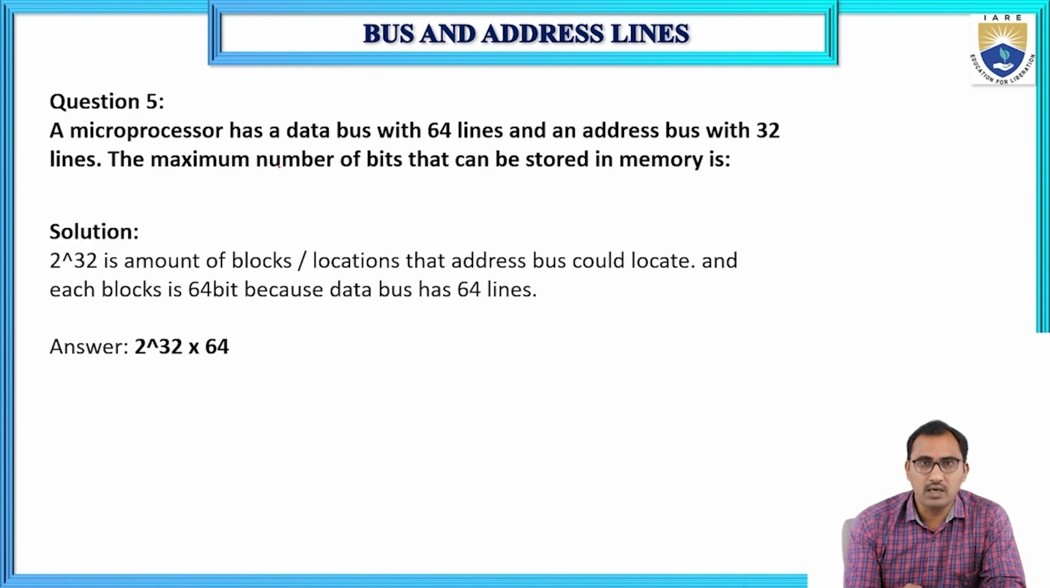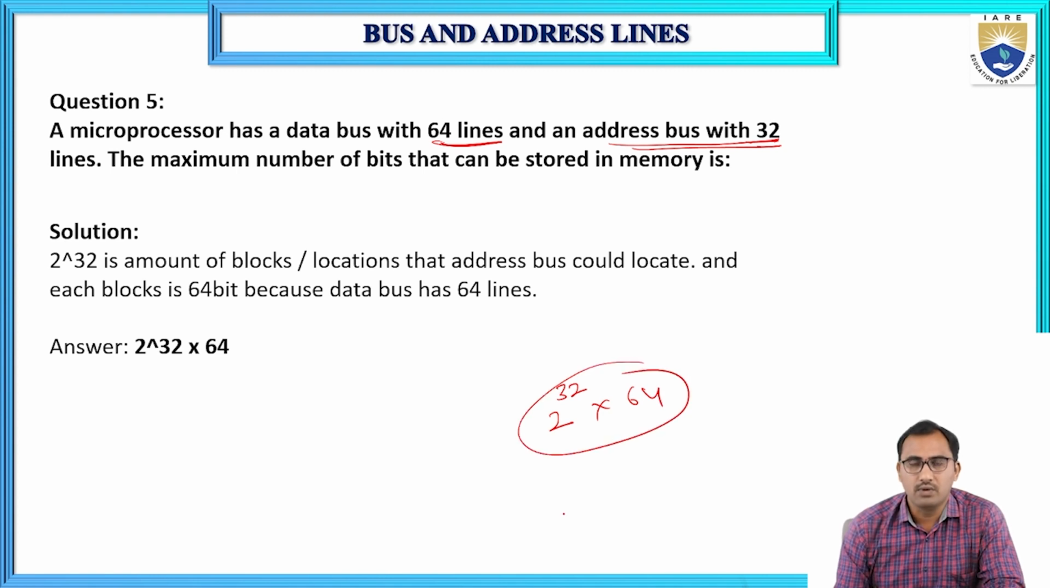A microprocessor has a data bus with 64 lines and an address bus with 32 lines. So the data bus is 64 and the address bus is 32. What is the maximum number of bits that can be stored in memory? The address lines are 32, so the maximum number of memory locations would be 2 power 32, and the data lines are 64, so 2 power 32 into 64 bits can be stored in the memory.